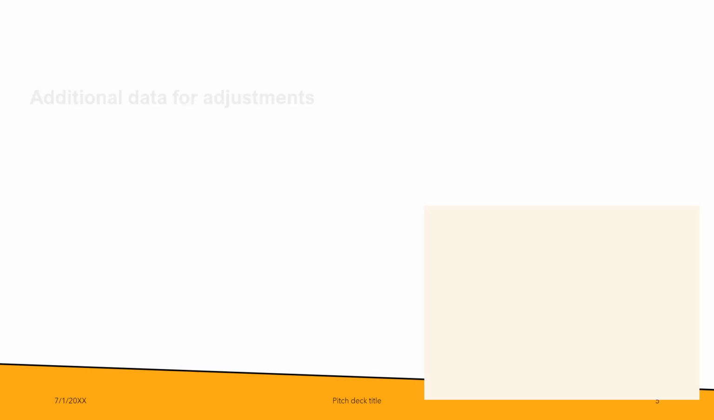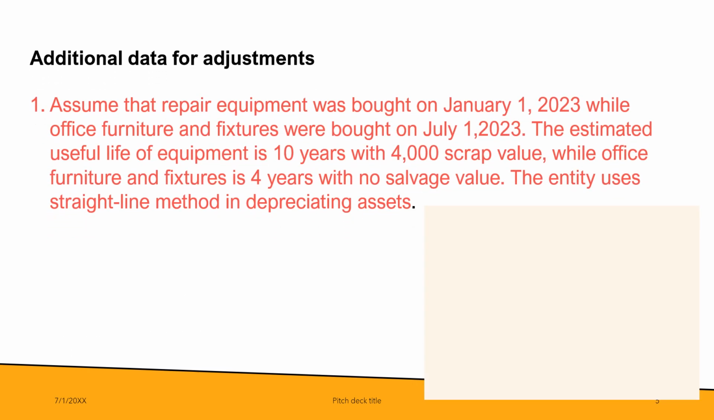Let us start with additional data number 1. Assume that repair equipment was bought on January 1, 2023, while office furniture and fixtures were bought on July 1, 2023. The estimated useful life of equipment is 10 years with scrap value of 4,000, while office furniture and fixtures is 4 years with no salvage value. The entity uses the straight line method in depreciating assets.